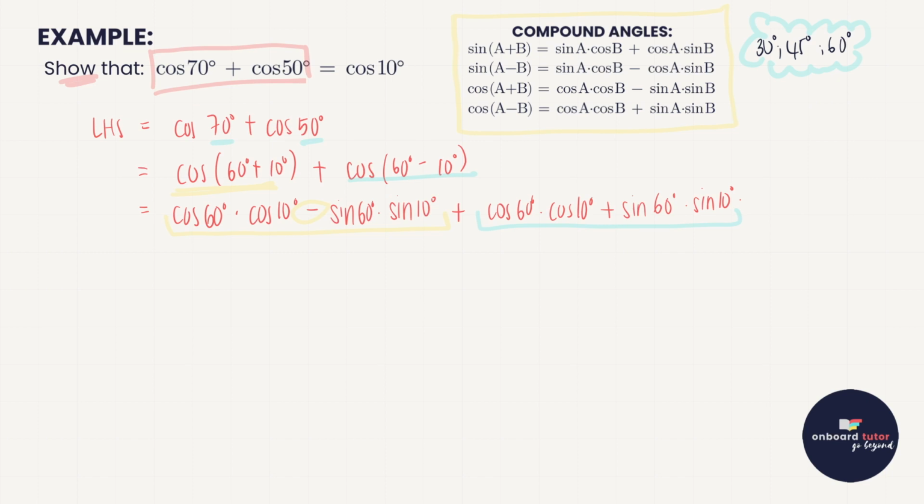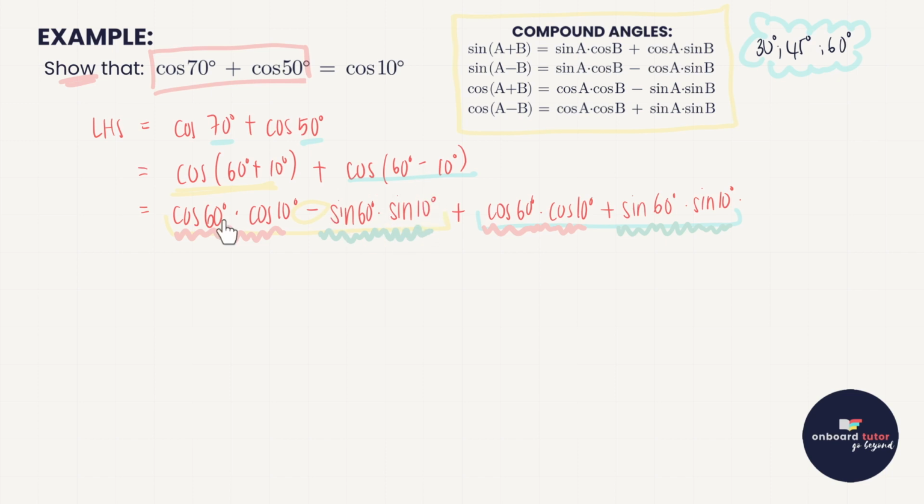Now, one of the first things I look for, I can jump straight into substituting my special angles, but I just have a look for like terms. So we've got here cos 60 cos 10 plus cos 60 cos 10, so those are like terms. And then we've got here minus sine 60 sine 10 plus sine 60 sine 10. So remember, terms are separated by pluses and minuses. So don't worry about the multiplication sign in the middle. That unites them as one term.